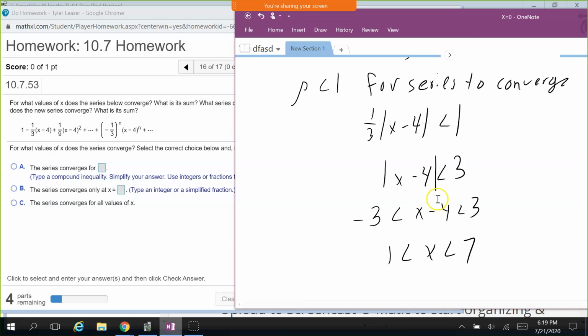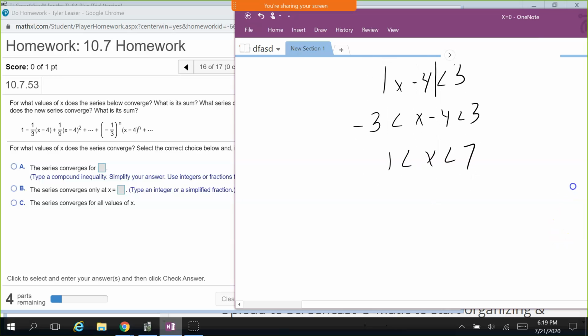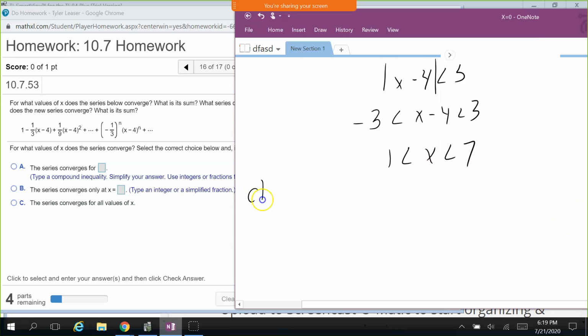The only other thing that you have to worry about is the endpoints, whether 1 or whether 7 is going to be convergent. Everything else we now know. We now know that everything in between 1 and 7 does converge. Everything outside of 1 and 7 is going to diverge. So let's check the endpoints.